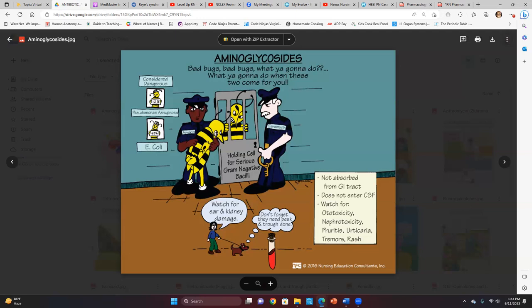right? And so whenever we're administering an antibiotic, it's going to be for a bacterial infection. If you have to get a culture and sensitivity, meaning you're going to draw some blood, maybe swab a wound to find out what bacteria is growing, you always want to get that culture first before you start antibiotic treatment. That's really important. Now, how do these aminoglycosides work?